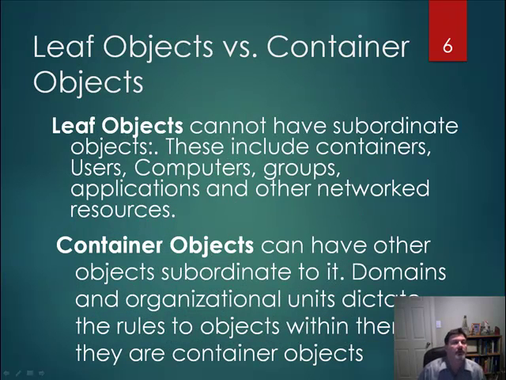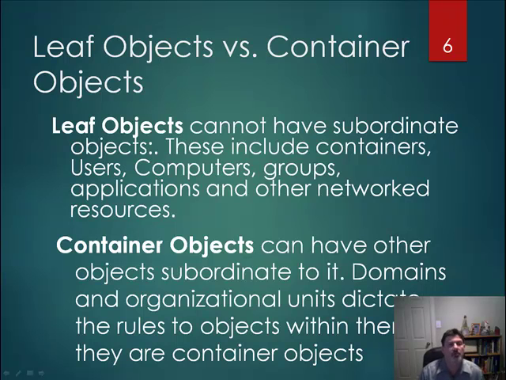Okay, so while we're talking about objects, it's probably good to define leaf objects versus container objects. A leaf object, quite simply, cannot have subordinate objects. These include users, computers, groups, applications, networked resources. These are all leaf objects. And you think to yourself immediately, well, group, I can put things in a group. People are members of a group. Computers are members of a group. They are, but they're not subordinate to the group. The group simply catalogs them and says these are like objects. So in the Microsoft world, that makes them a leaf object. Some people have a hard time with that.